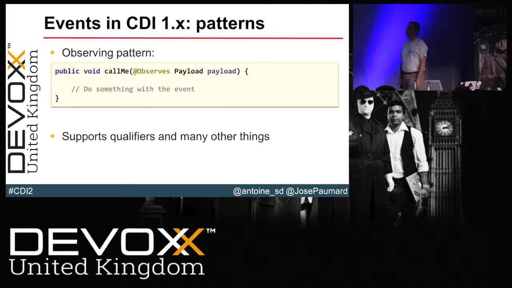How can I observe that? Just create a method in any kind of managed object, of course, and put the @Observes annotation on the parameter of the method, and you'll get the payload, and you'll be called by the firing of the event. It also supports qualifiers and other CDI features. We're not going into much detail about that.